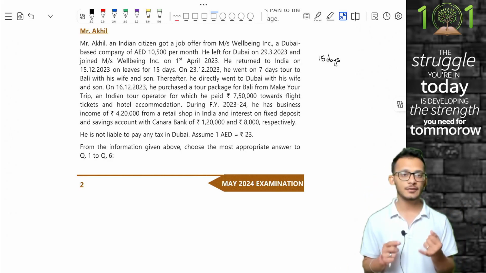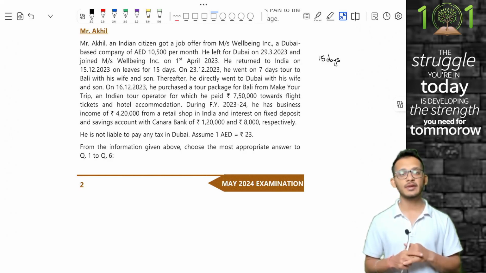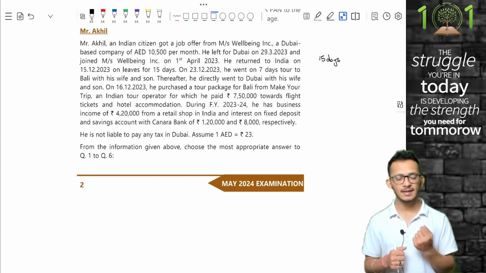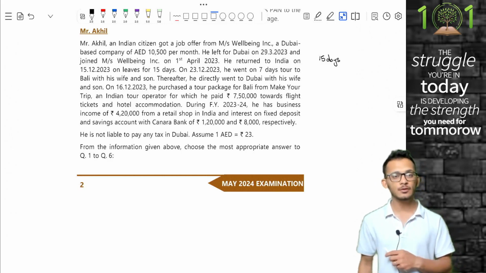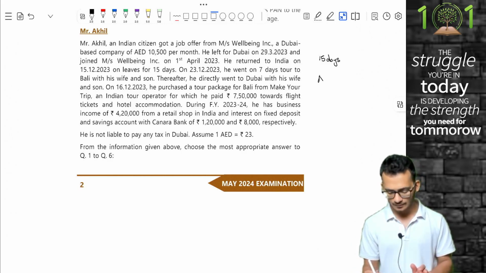Now, coming to the other scenarios, his current year stay has only been for 15 days. If his current year stay has only been for 15 days, you are not satisfying 182 days. You're also not satisfying the condition of 120 days, which means nothing is getting satisfied. Condition number 2 is also ignored for you, which means the person has ended up becoming a non-resident.